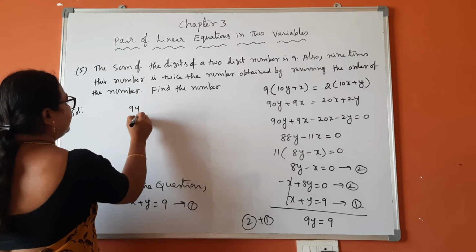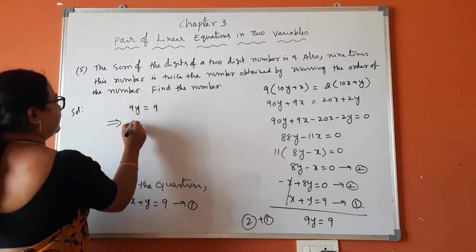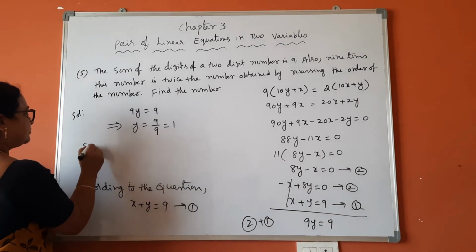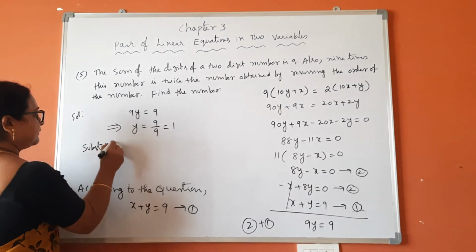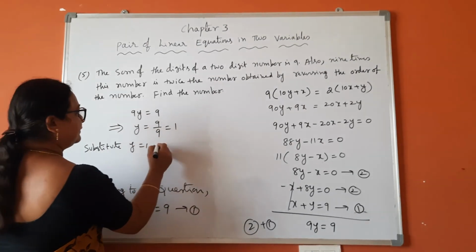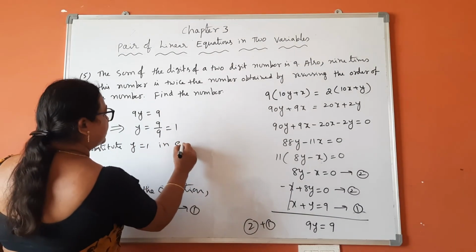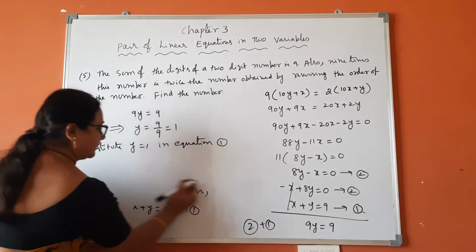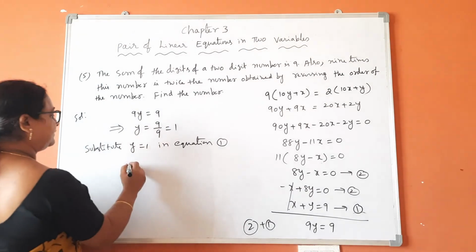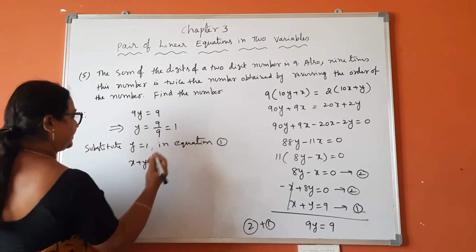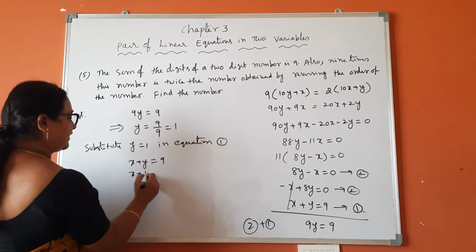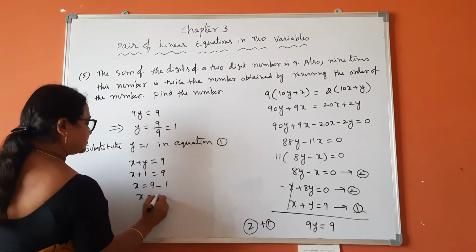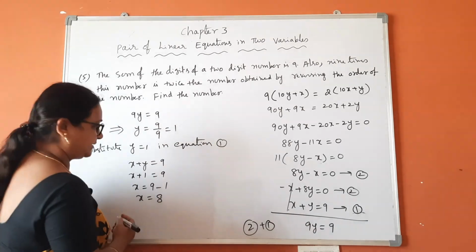So 9y is equal to 9. That implies y is equal to 9 by 9, that is 1. Substitute y is equal to 1 in equation 1. What is equation 1? X plus y is equal to 9. So x plus 1 is equal to 9. X is equal to 9 minus 1. So x is equal to 8.